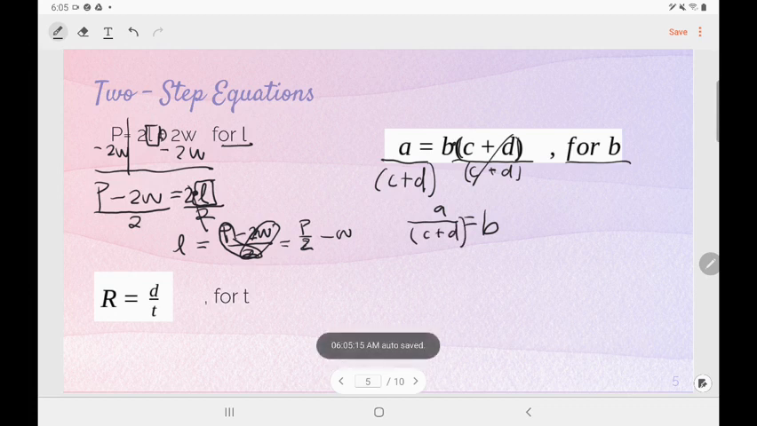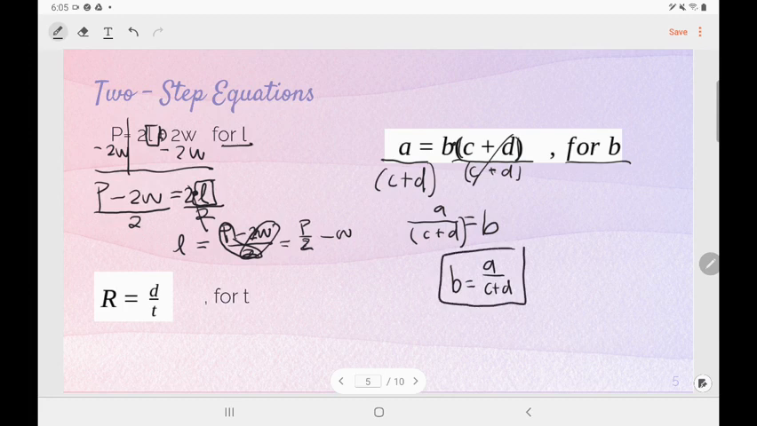Now, one last step. If you have those parentheses and there's nothing in front of them, I can drop them. So I'm going to rewrite my answer, and I'm going to write b first on my equation equals a over c plus d. And that's it. That's my answer. All right, last problem in this section.